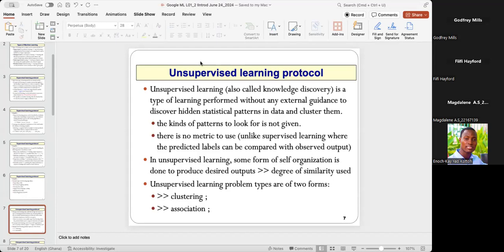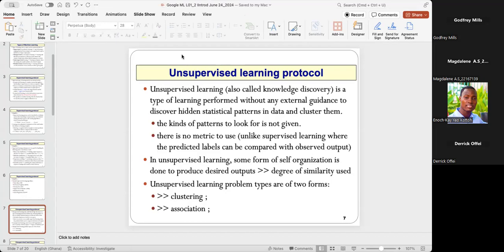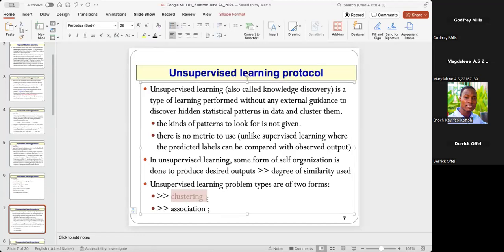So in that case, it has to go through and discover on its own. Sometimes we refer to unsupervised learning as knowledge discovery learning. They have to discover themselves. Now, there are two types of unsupervised learning problem. One is what we call clustering, and the other one is what we call association.